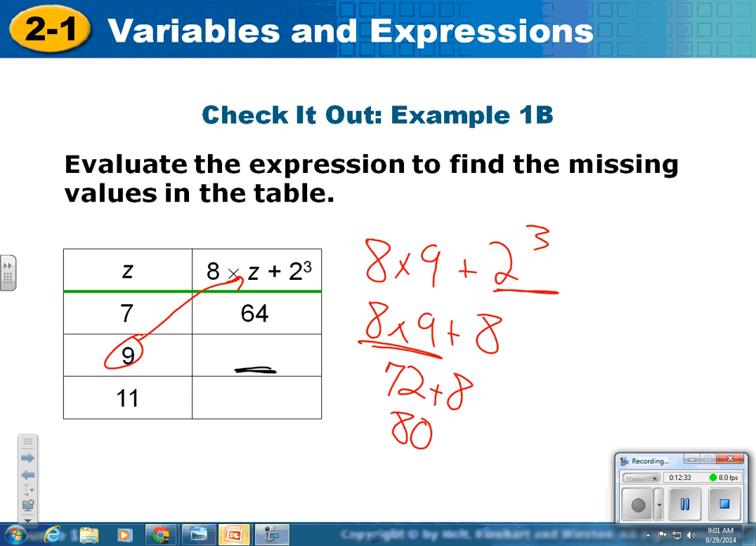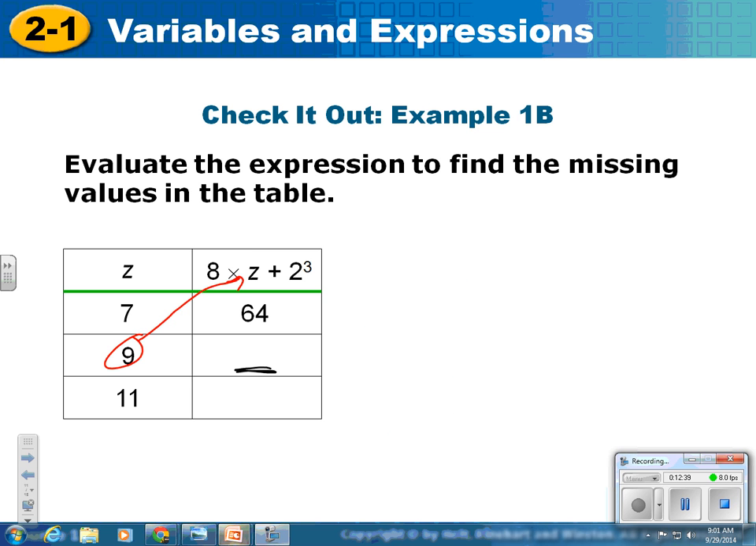There's one thing that I definitely want to show all of you guys. For the next one, most of you've got this down. So you take 11 and you plug it in here. And so you'll have 8 times 11 plus 2 to the third.